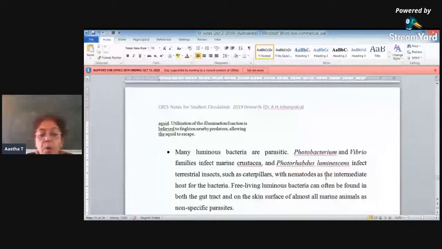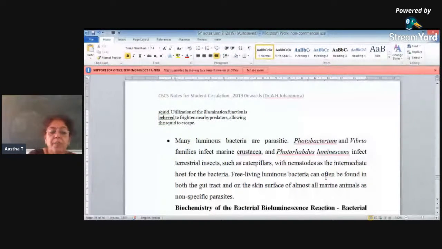The free living luminescent bacteria can often be found in the gut and on the skin surface of marine animals, and they are not parasites. Actually, those which are present on the surface of the skin or in the intestinal region or in the lateral region or ventral region, they are just in symbiotic association, and they are non specific parasites. Means they are not parasitic on that fish, they are only in symbiotic association.